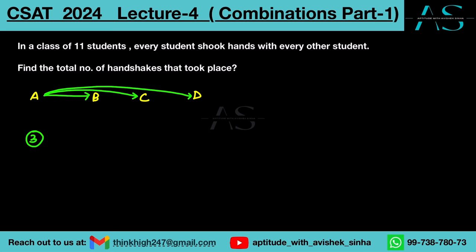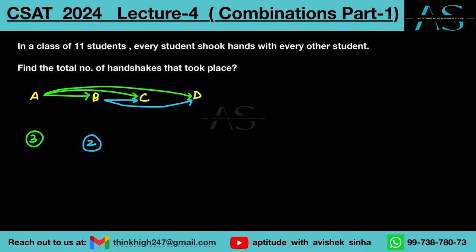Now, very interesting part. When we start with B, we will not consider B shaking hands with A again. Because just think about this. You are shaking hands with a particular person. That will amount to 1 handshake. The other person will not necessarily shake hands with you another time. No, it's not necessary. Right? So B would be shaking hands with C. And B would be shaking hands with D. So for B, we have 2 more.